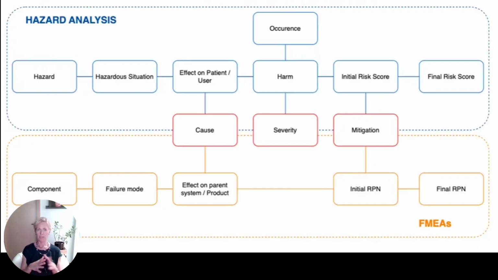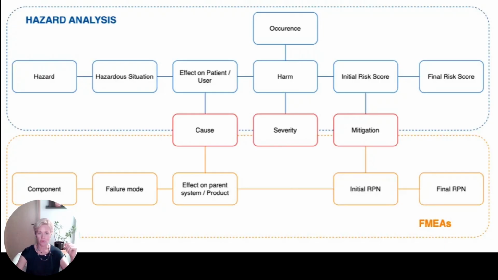The relationship between the top-down approach of hazard analysis and the bottom-up approach of FMEA is shown in the diagram. The main link between the FMEA and hazard analysis is at the cause level. A certain failure mode has the potential to result in a hazardous situation, and the hazard related to this hazardous situation is caused by that failure mode.